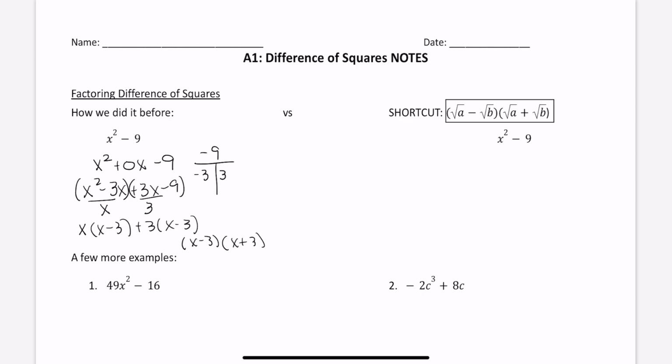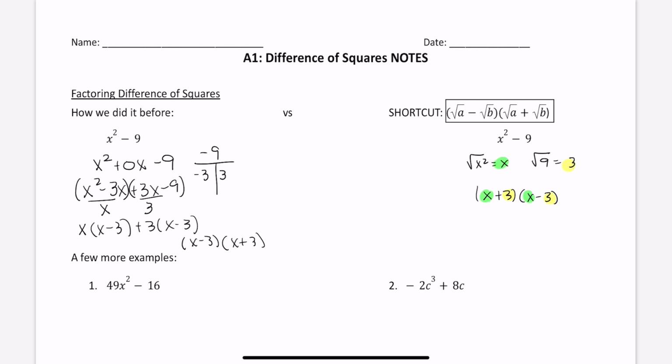What I mean by this is the shortcut is if you notice that you can take the square root of the first term and the last term. So for example, my first term is x squared, the square root of x squared is x, and then my last term is 9, the square root of 9 is 3, I can just say that this is going to be x plus 3 and then x minus 3. So we're going to have our two binomial factors, but one's plus and one's minus. And again, the square root of the first term goes in the first spot, and then the square root of the second term goes in the second spot.